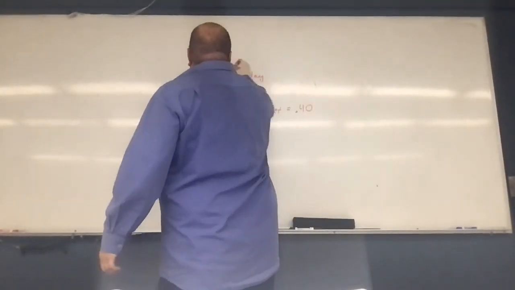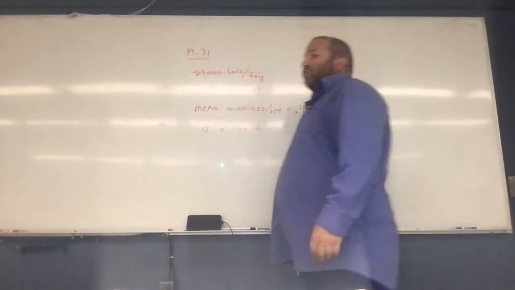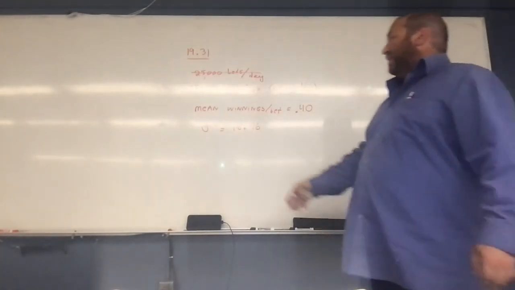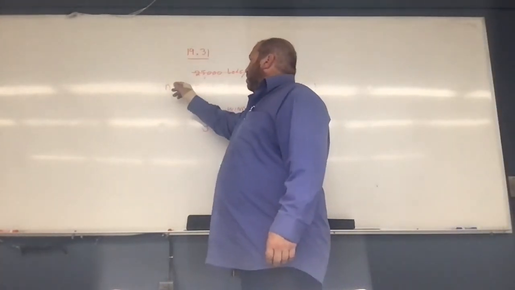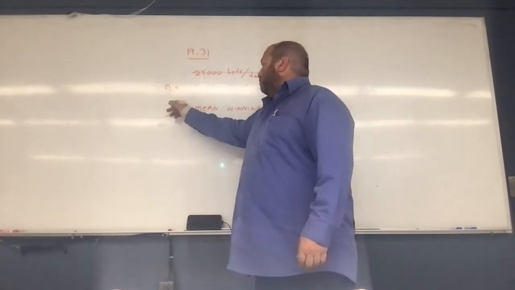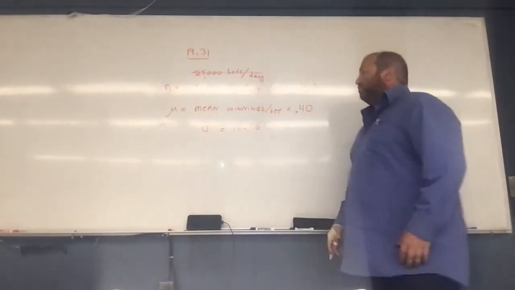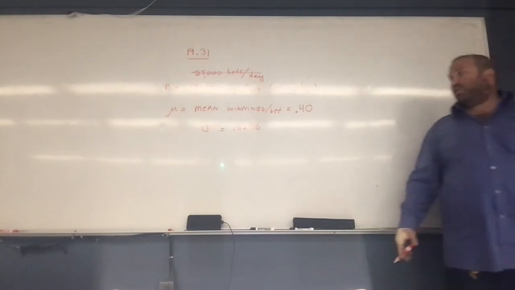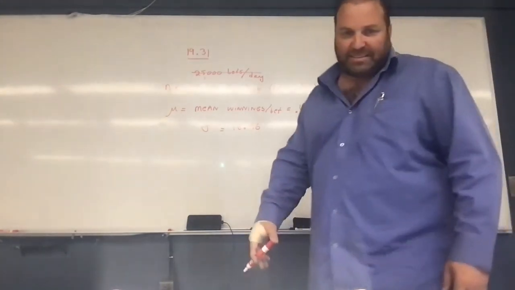What are the mean and standard deviation of Casper's average winnings on his 150,000 bets? So we don't care about this number for this problem. It's the 150,000 bets that we care about. So that's my N. 150,000 bets. The mean for any one bet is 0.4. The sigma for any one bet is 18.96.